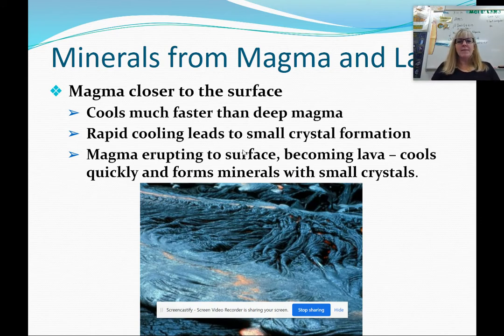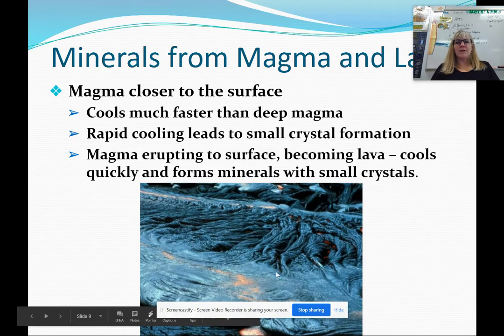All right, so magma erupting to the surface becomes lava. It cools really quickly, and we get minerals forming, but they're very small. They're too small to identify with the naked eye.